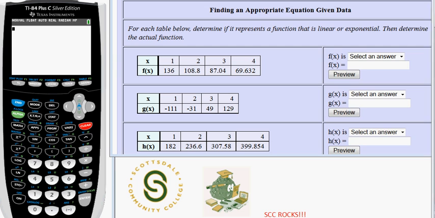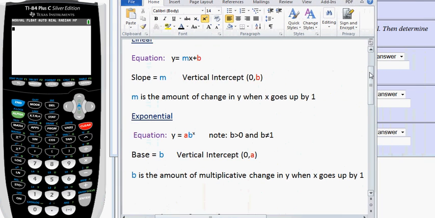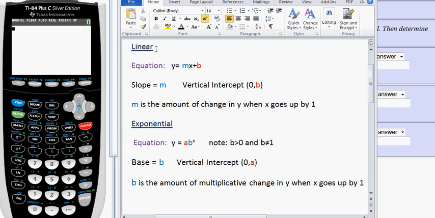To remind you of the differences between linear and exponential, just look at this quick summary. If something's linear, we need to write the equation in the form y equals mx plus b, where b is what you get out when you plug in 0. The slope m, by definition, is the amount of change in y every time x goes up by 1. If the data is exponential, then we need to write the answer in the form y equals ab to the x.